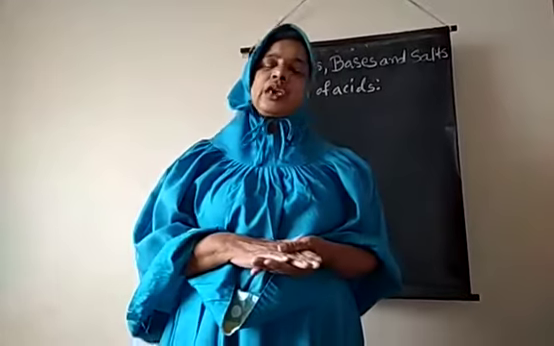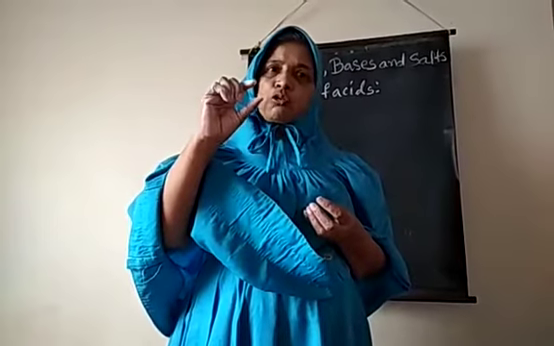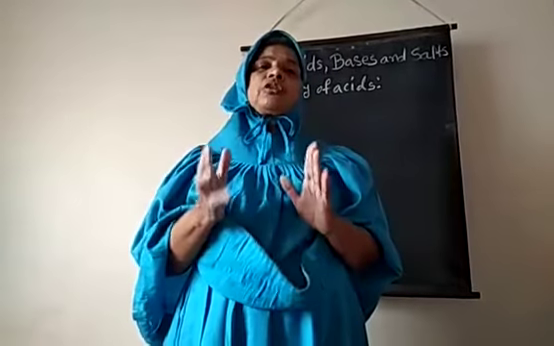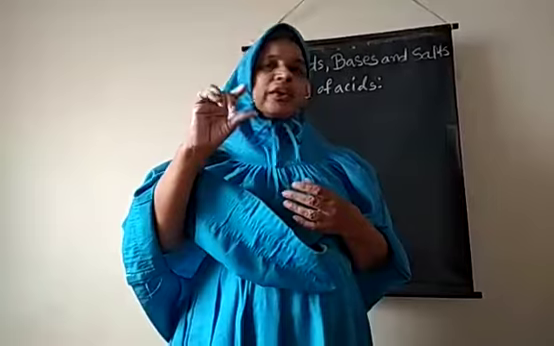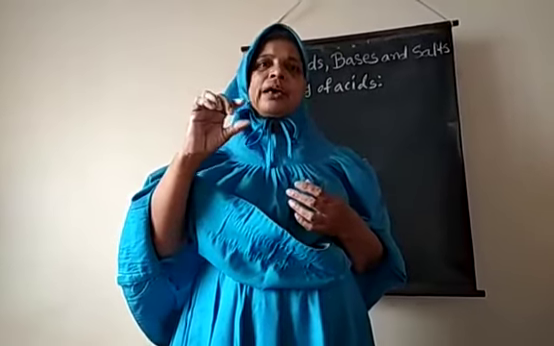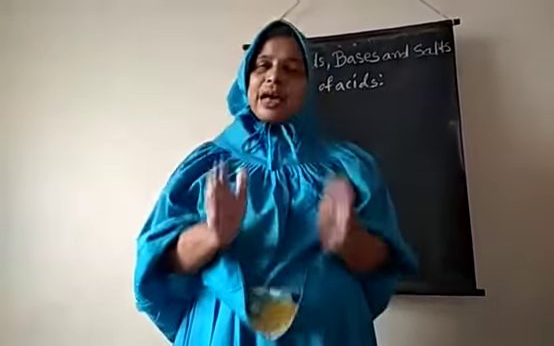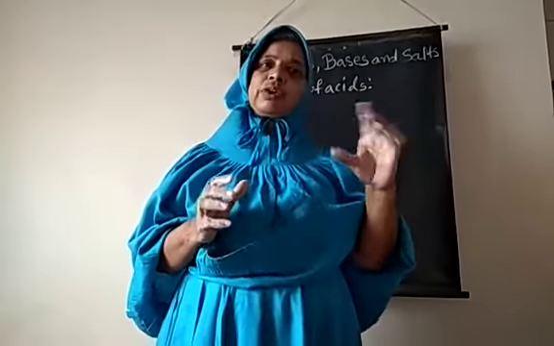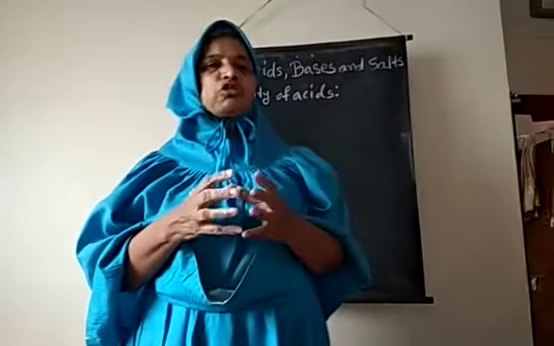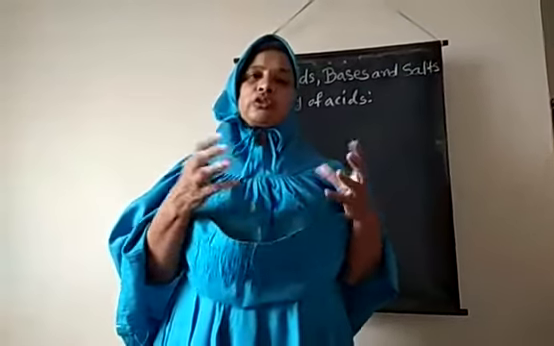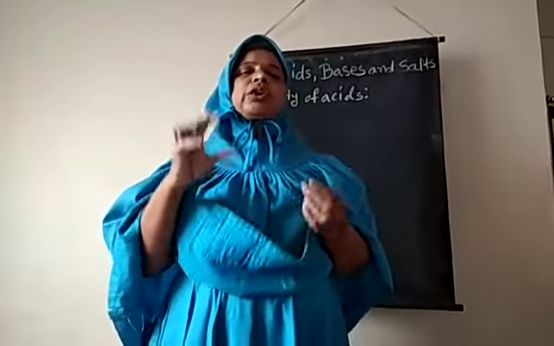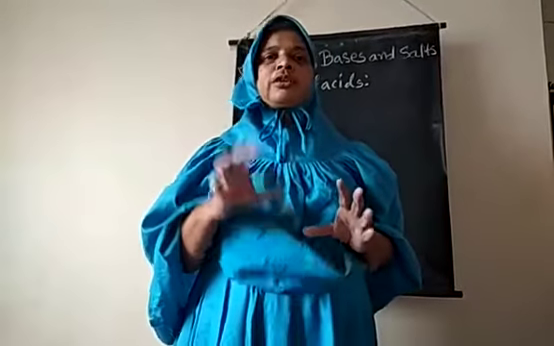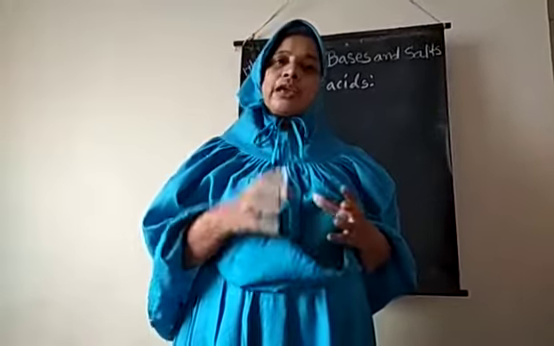On the other hand, if we take very little lemon juice and pour more water, then it is a dilute solution, because here lemon juice, the solute, is in small quantity and the solvent, water, is in large quantity. So whenever the solute is in large quantity and the solvent is in small quantity, the solution is known as a concentrated solution. And when the solute is in small quantity and the solvent is in large quantity, the solution is known as a dilute solution.